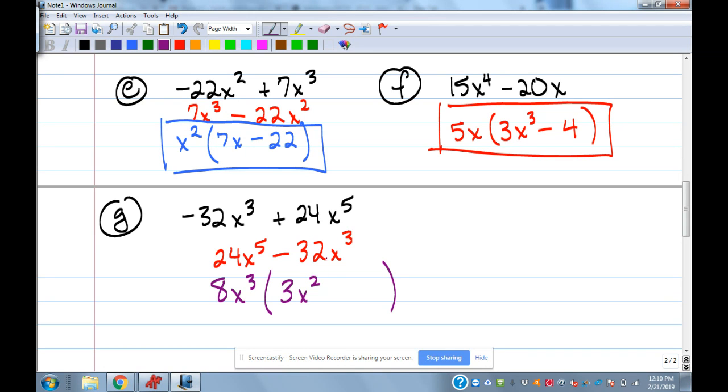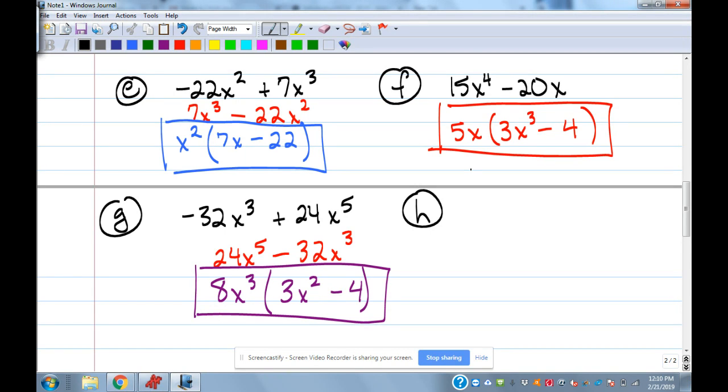Okay, what's this part then? Minus 4. Does it need any x's? No. Not bad. Not bad at all. You guys are catching on good. Again, this is very important to everything we're going to do after this.